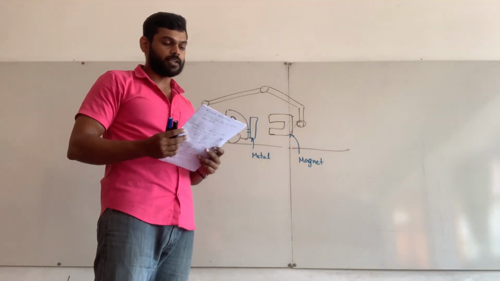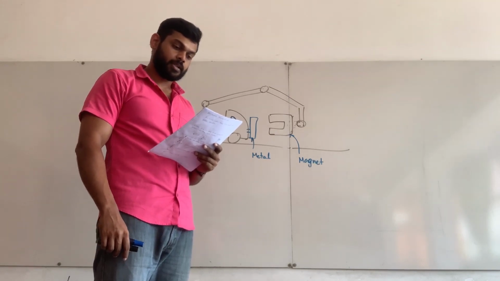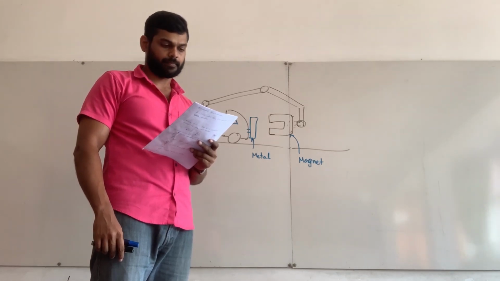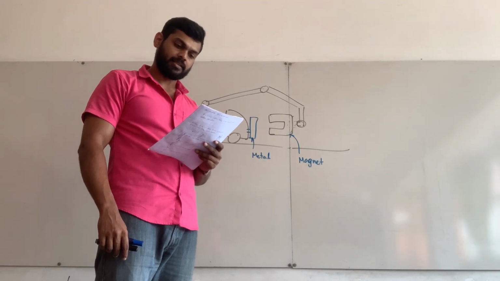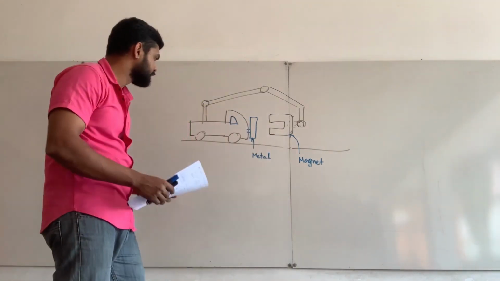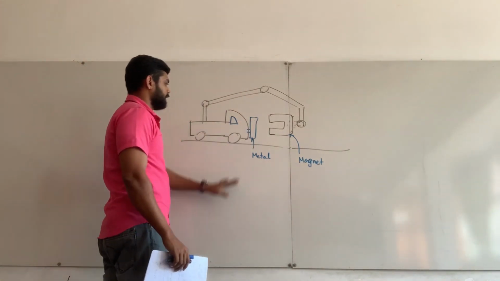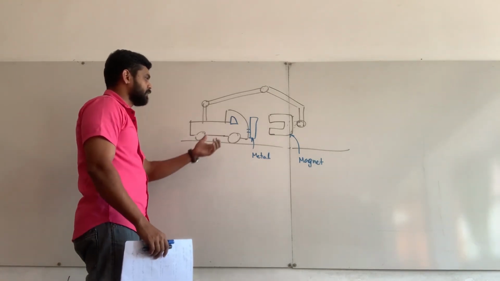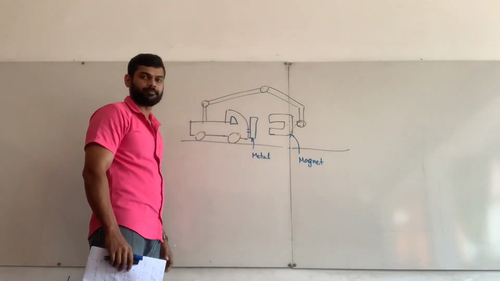As shown in the figure, a strong magnet is held in front of an iron trolley on a smooth track. Discuss the state of motion and state any law you apply. Okay, so here we have the magnet and the metal trolley. So what happens when you hold this magnet in front of the trolley?